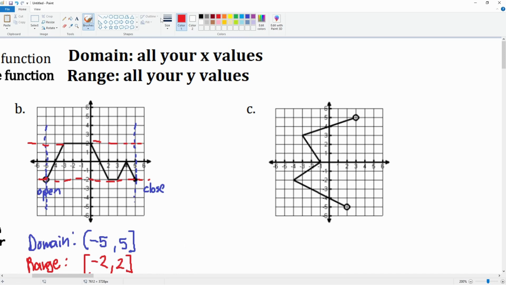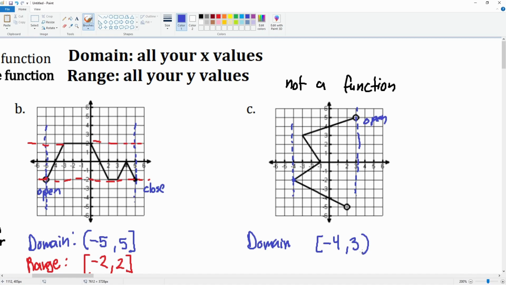All right, C. So C, technically, it's not a function here, so you really don't have to do it, but you can still give me its domain and range. All right, so here is your smallest x, and here is your largest x. I'm just looking at those values. So your domain, the smallest is -4, comma, your largest is 3. Do you see how it touches? It's closed, so we bracket, and you see how it's open here, and we open there.